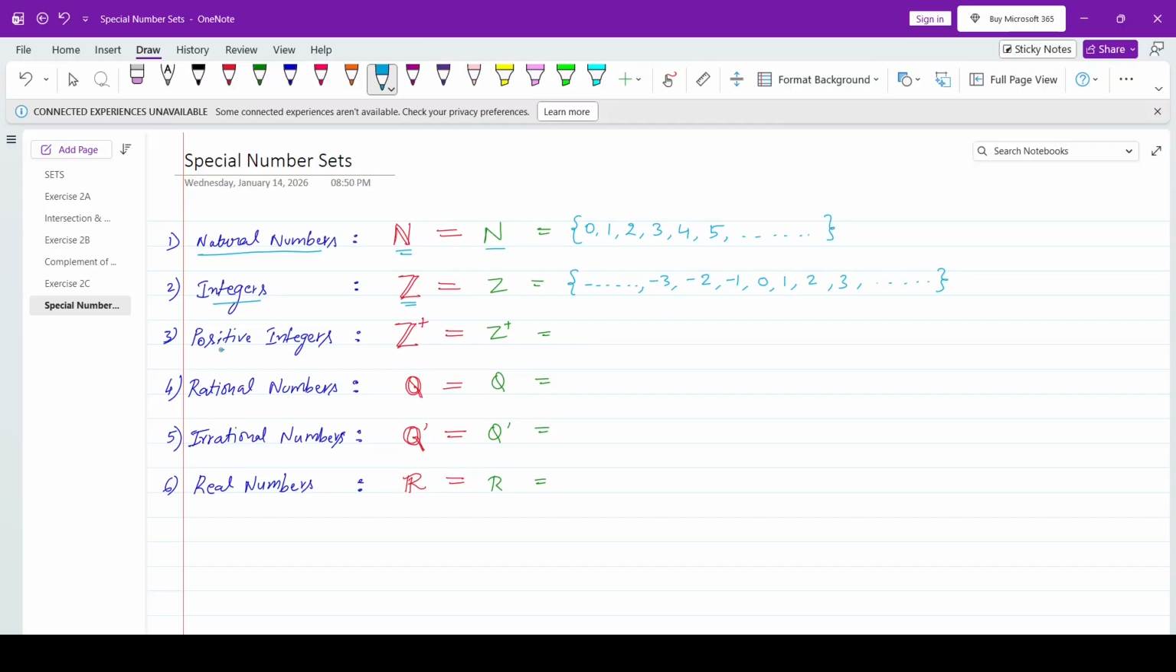The third kind is positive integers. So we have a set of integers, and this part over here is a set of positive integers. So this set can be represented by 1, 2, 3 and so on till positive infinity.